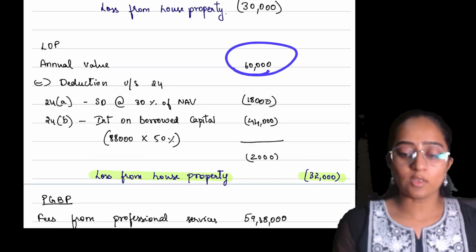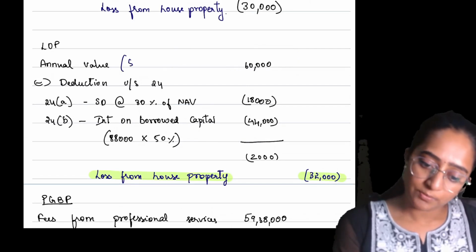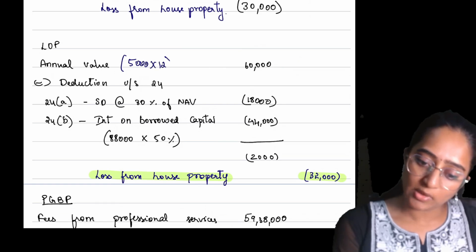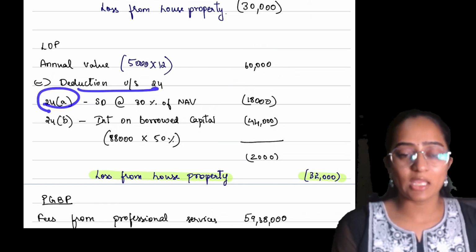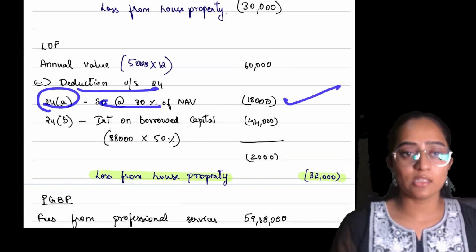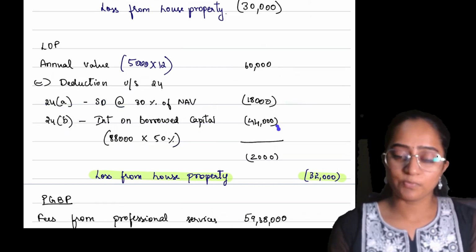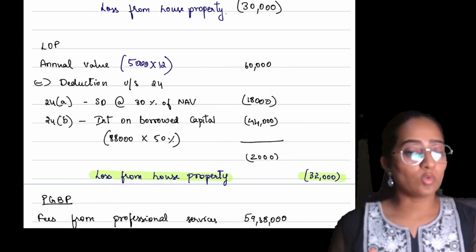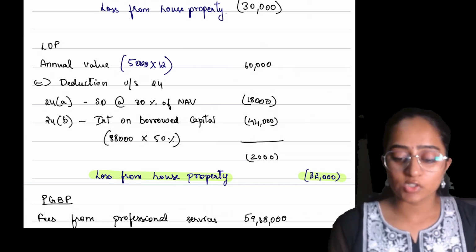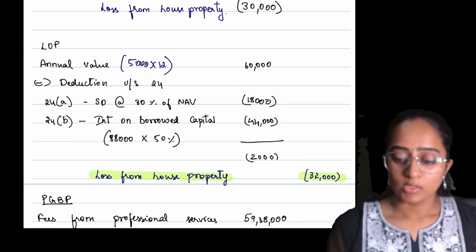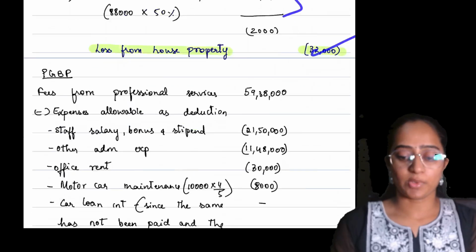Now, LOP, annual value is provided. That is 5,000 multiplied by 12, which would be 60,000. That is deduction under section 24. 24A, standard deduction at the rate of 30% of NAV, 18,000. 24B, interest on borrowed capital, 88,000 multiplied by 50%, that is going to be 44,000. However, under LOP you don't have any restrictions either under 115BAC or under your normal provisions. You don't have any restrictions for the interest on borrowed capital of LOP. So it is going to be so much. You'll do the math and then you will get 32,000 loss of house property.